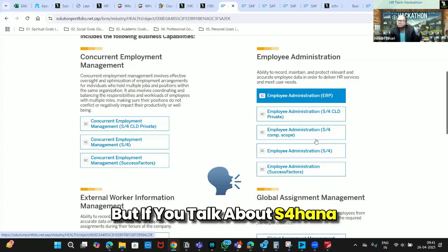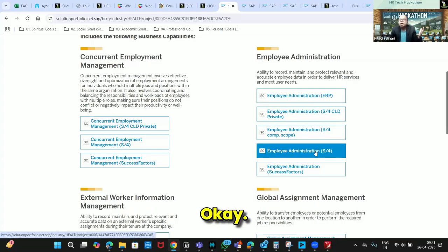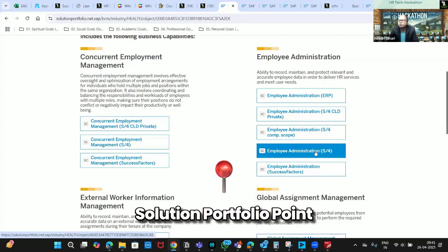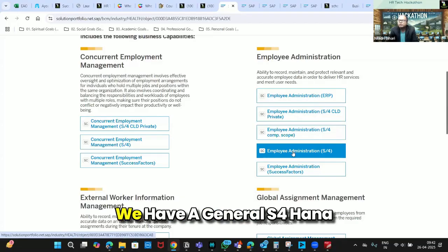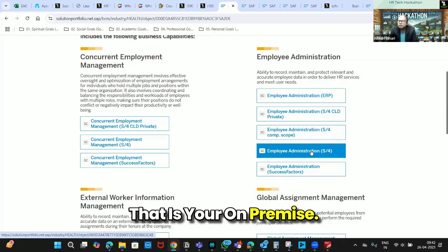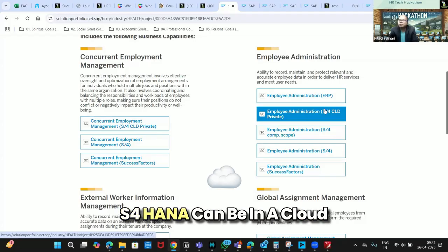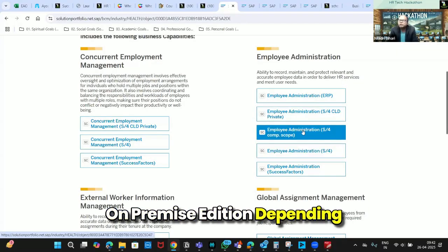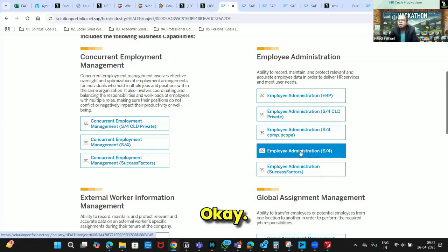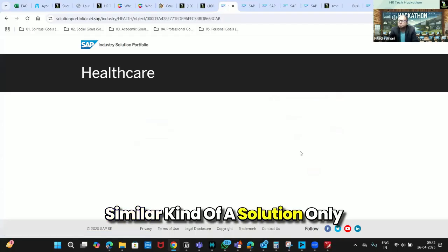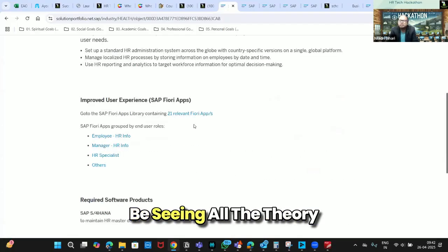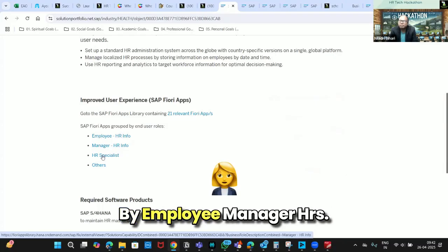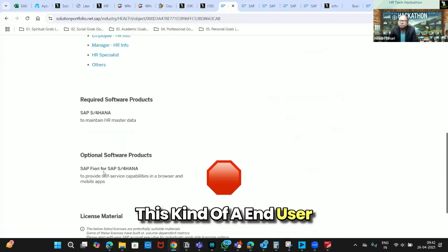But if you talk about S4HANA, SAP HCM is also there. We also call it SAP HCM only, but from a solution portfolio point of view, it is in three categories. We have general S4HANA, that is your on-premise. We also have S4HANA Cloud, because S4HANA can be a cloud edition, a commercial edition, or an on-premise edition, depending upon the license the client has taken. Ultimately it will go to a similar kind of solution. Only, in S4HANA you'll see all the Fiori applications, 21 Fiori applications, driven by end user roles such as employee, manager, and HR specialist.